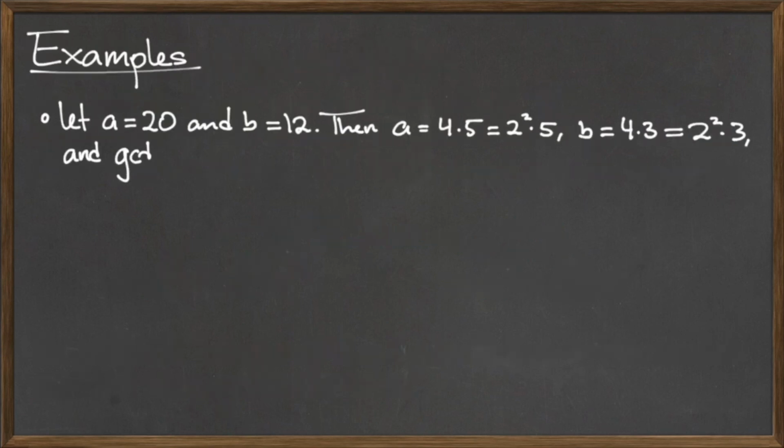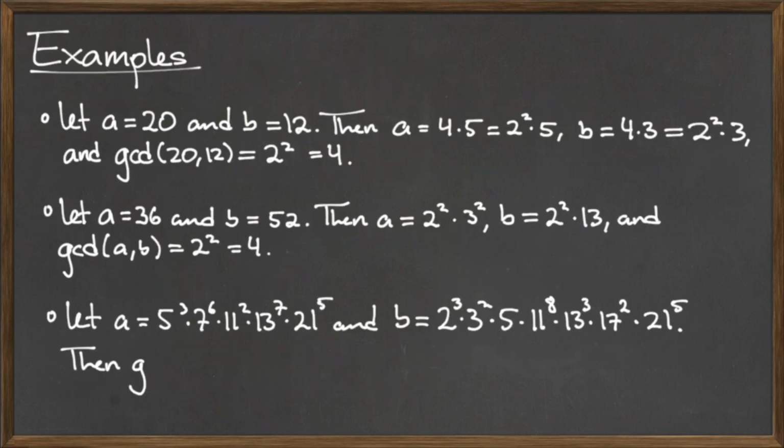In cases where the prime factorization is not provided, we first need to find the prime factorization before we can use this GCD shortcut. For example, to compute the GCD of a equals 20 and b equals 12, we first need to compute the prime factorization of a, which is 2 squared times 5, and the prime factorization of b, which is 2 squared times 3. Next, we look for all of the common factors, which in this case is only 2, and we take the smallest exponent on 2 that appears, which is 2. So the GCD of 20 and 12 is 2 squared, which is 4.